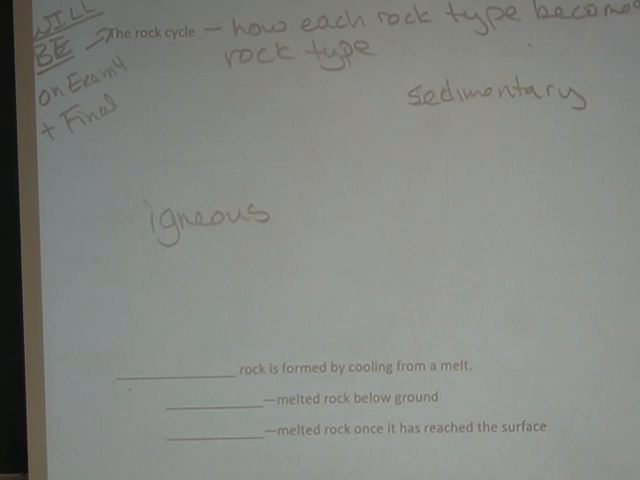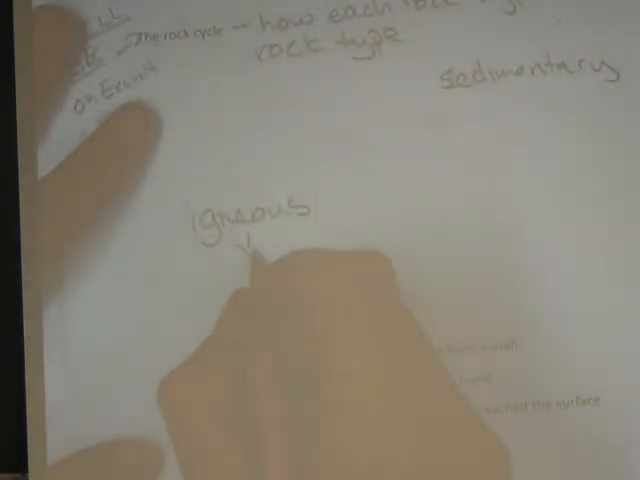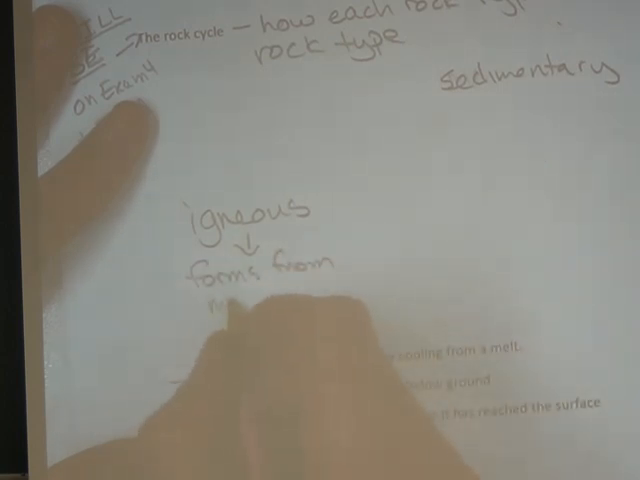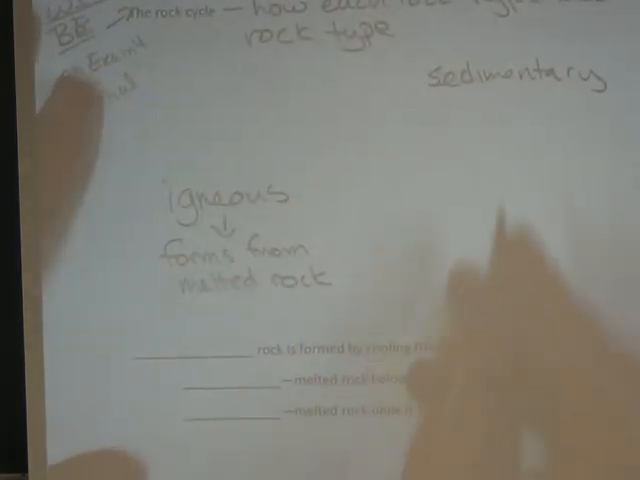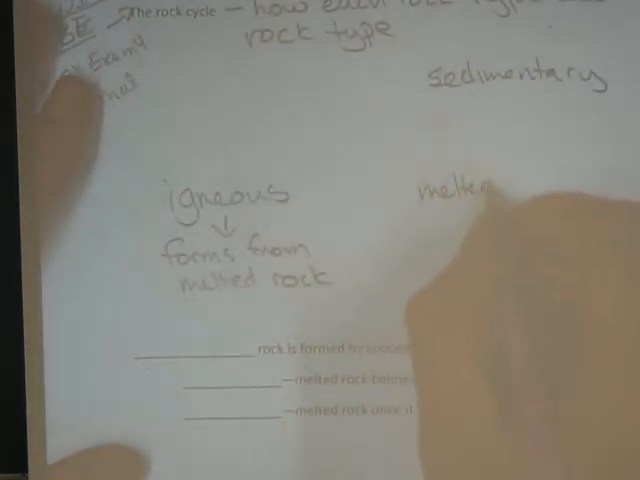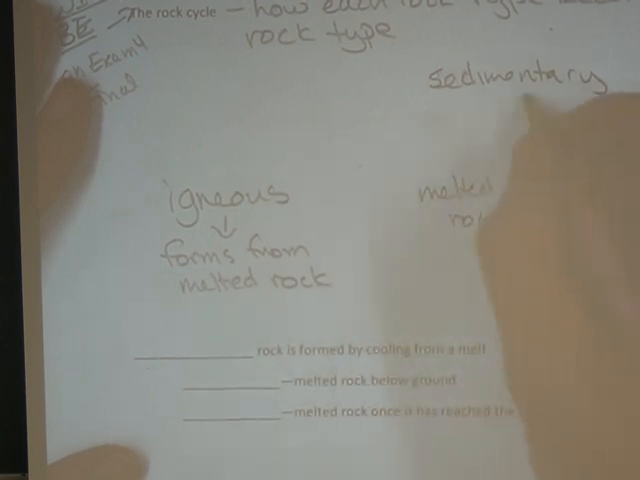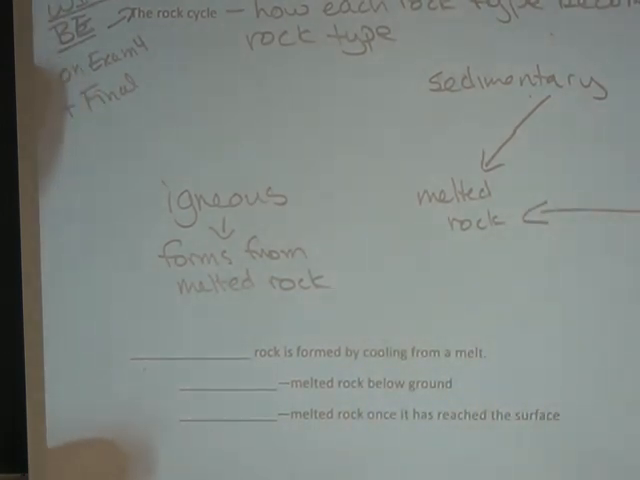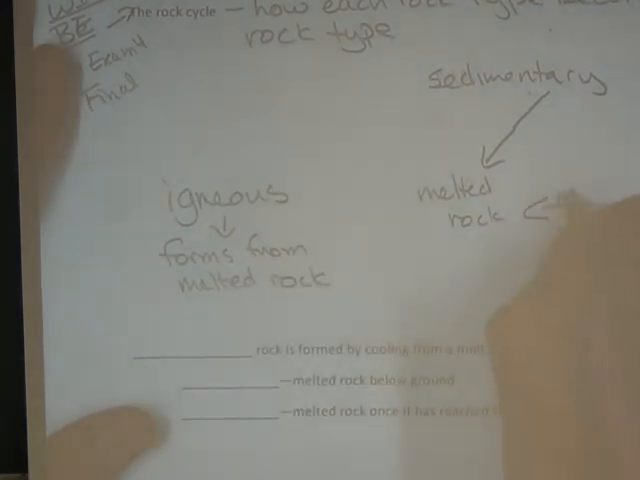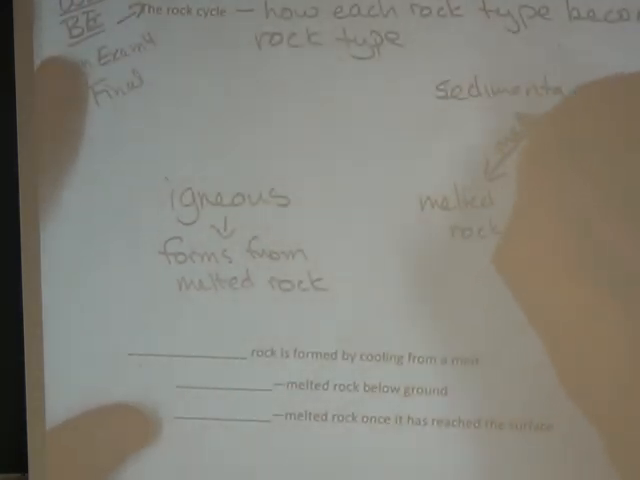Igneous is melted rock below ground. Oh, doesn't have to be below ground. It's just melted rock. Excellent. So, igneous rock forms from melted rock. So if I put in the middle here, melted rock, how do sedimentary rocks and metamorphic rocks become melted rocks? This is an easy question. Melting, excellent. They melt and they melt.